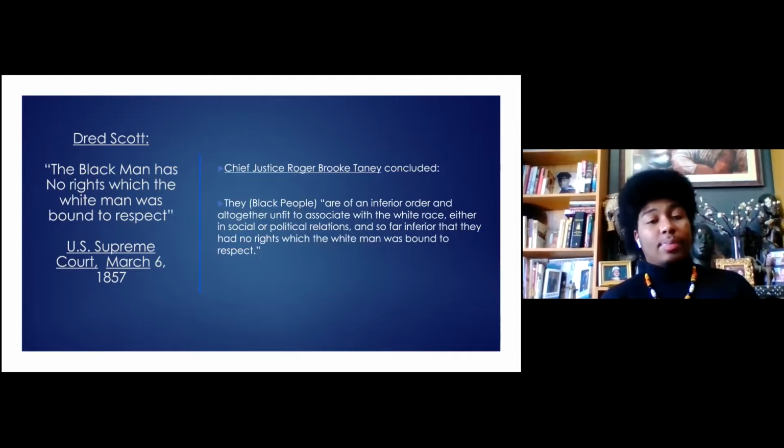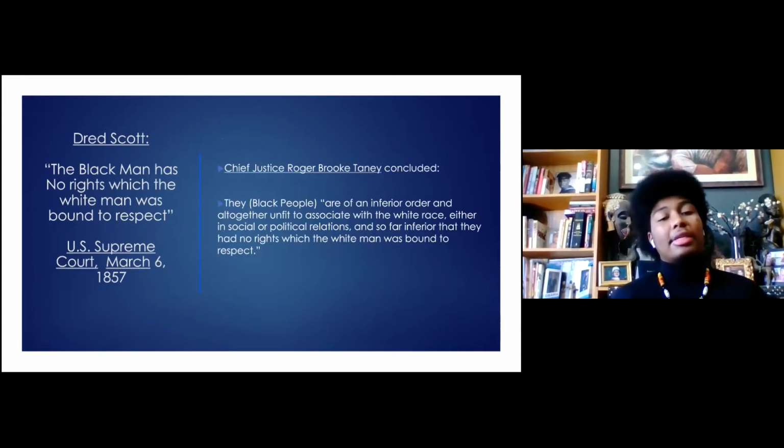So, an important aspect of slavery in regards to the legal system and how this would continue to play out in terms of a context being set was the Dred Scott case, where one of the most important quotes from said Dred Scott case is listed here, where you have the quote, "The black man has no rights which the white man was bound to respect."